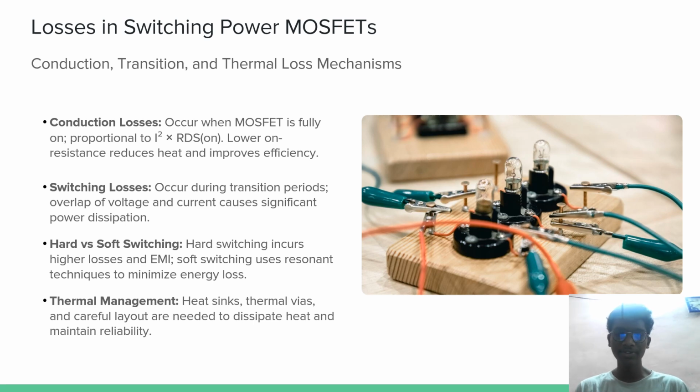Hard and soft switching. Hard switching incurs higher losses and EMI. Soft switching uses resonant techniques to minimize energy losses. Thermal management: heat sinks, thermal vias, and careful layout are needed to dissipate heat and maintain reliability. These are the losses in switching power MOSFETs.